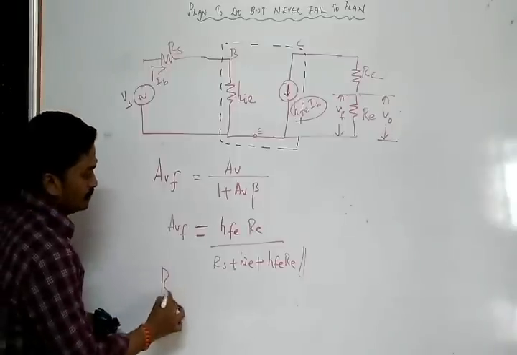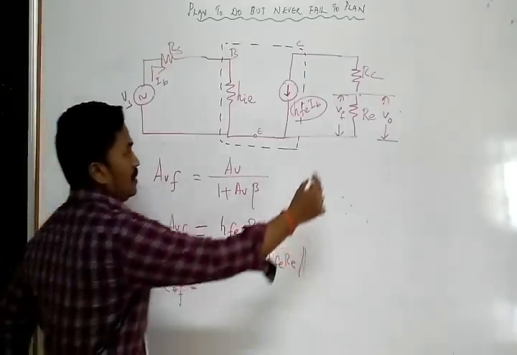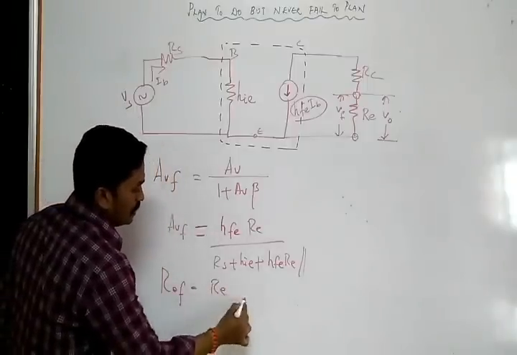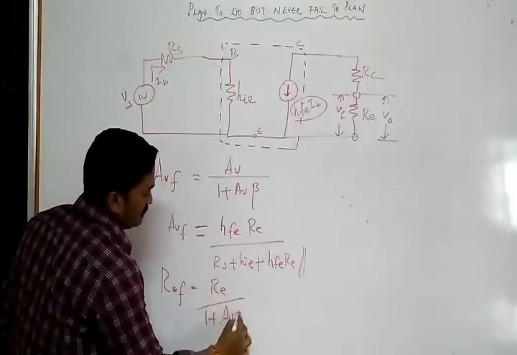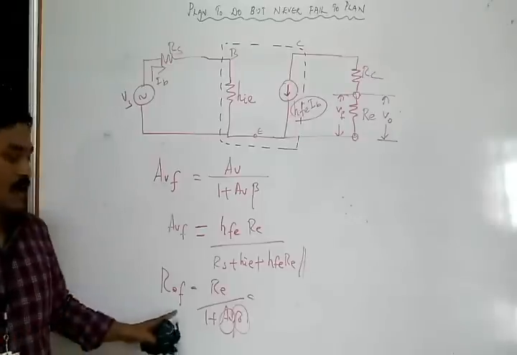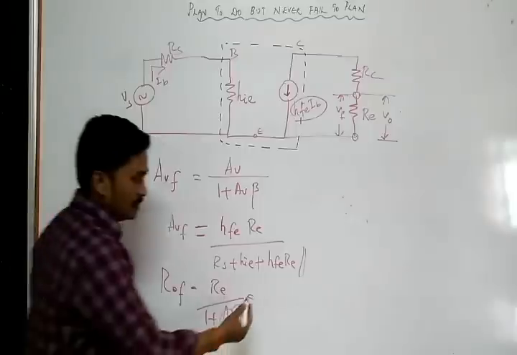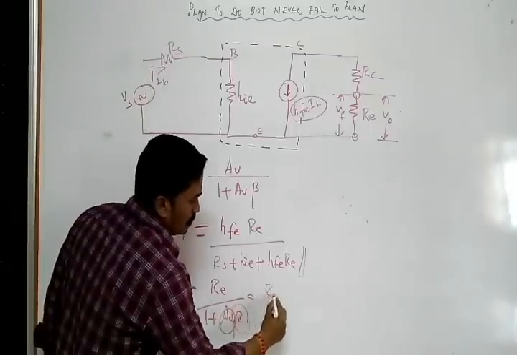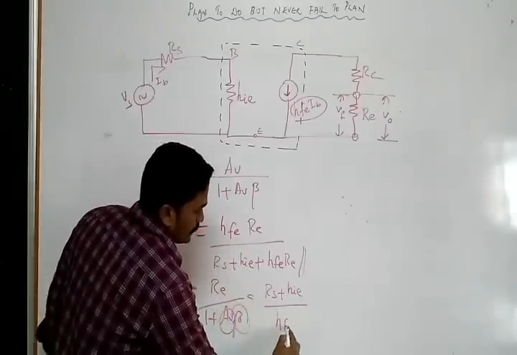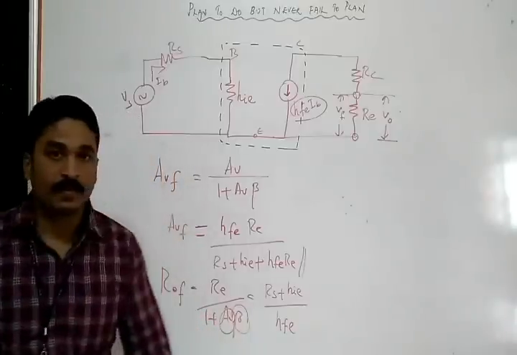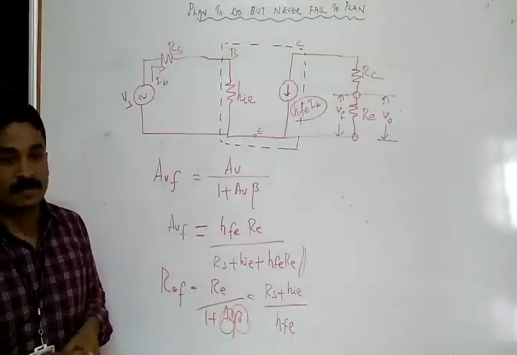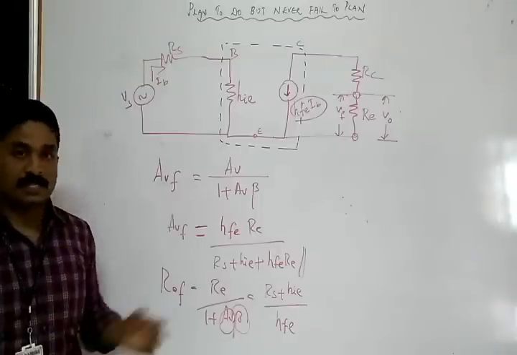Similarly, you can find out R0F. R0F is across this resistance Re. So Re by 1 plus AV beta. Substitute the beta value and AV value, and you will get the R0F value. Then the R0F is equal to Rs plus HIE divided by HFE. So like this you can identify the AC parameters by using the H parameter model.